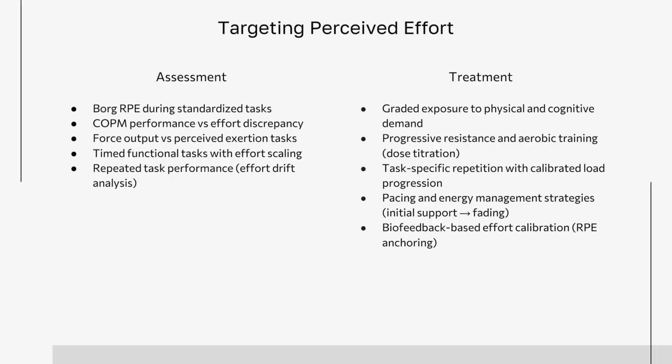Ways to treat it and address it in treatment. Graded exposure to physical and cognitive demand. So if necessary, first start seated, start with more cognitive, and then add that dual task motor aspect later. Progressive resistance and aerobic training. That definitely will impact the internal environment so that they have to regulate more of what's going on on the inside. But if you are going to incorporate aerobic training or any type of resistance training, I recommend following the ACSM guidelines for stroke exercise. And task-specific repetition with calibrated load progression, pacing and energy management strategies.